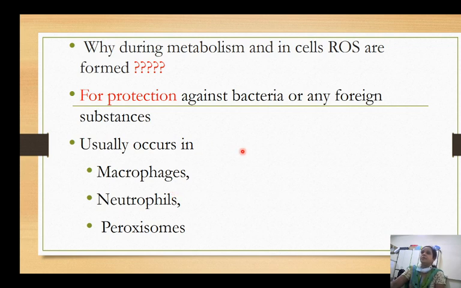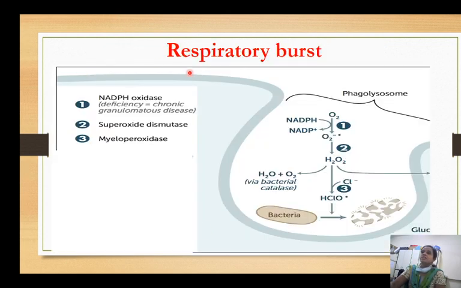So once again, in metabolism, the body generates various reactive oxygen species for the protection against bacteria or any foreign substances. So from the macrophages, from the neutrophils and from the peroxisomes, it is produced to protect the body from the bacteria. So this is called respiratory burst. As I mentioned, this respiratory burst happens in the leukocytes, that is WBC. It is a part by which the bacteria that enters into the body is killed.